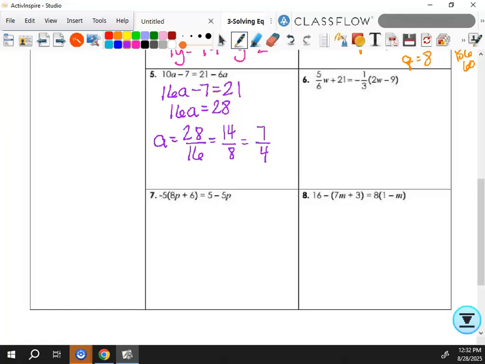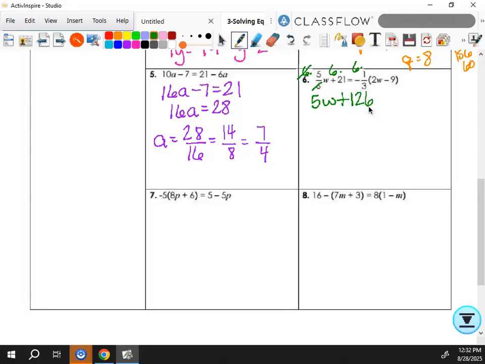Don't forget, this is the problem with clearing fractions, that you have to multiply every single term. So this multiplied by 6, this multiplied by 6, and this multiplied by 6. I'm not multiplying inside the parentheses because that's one big term there. When I do it with the first one, the 6's cancel out and we get 5w plus 6 times 21. 6 times 20 is 120. 1 times 6 is 6, so that is 126, or however you come up with it.